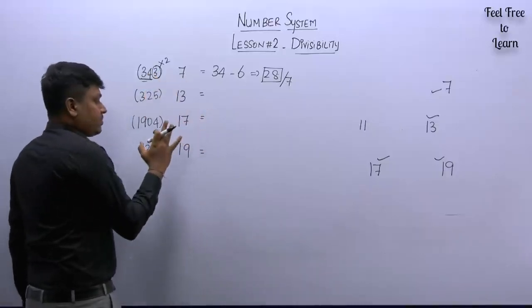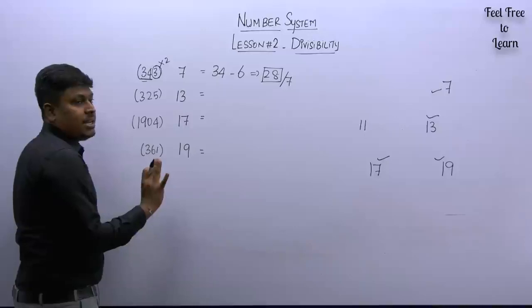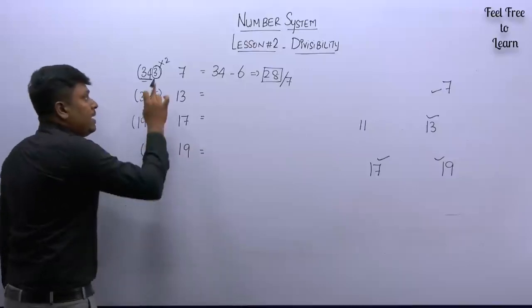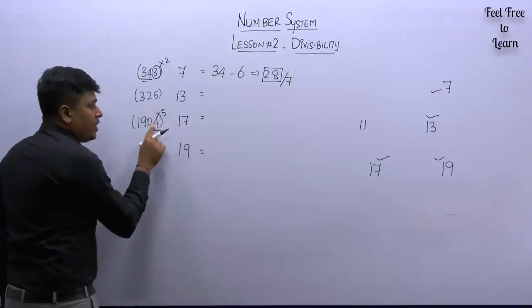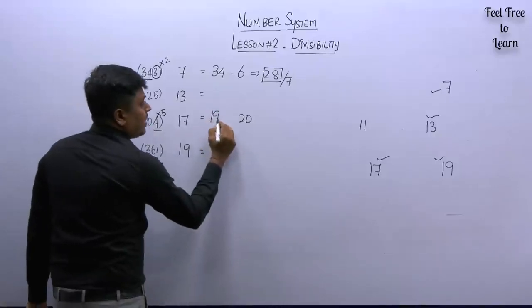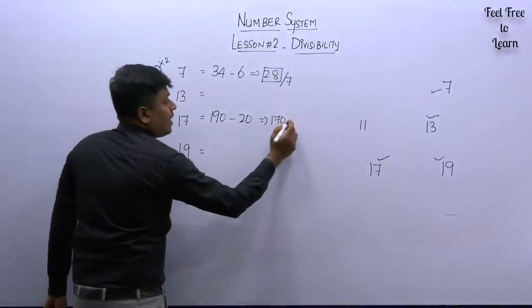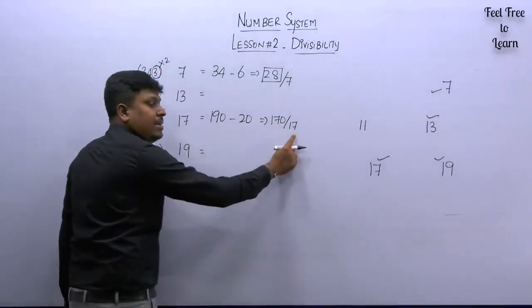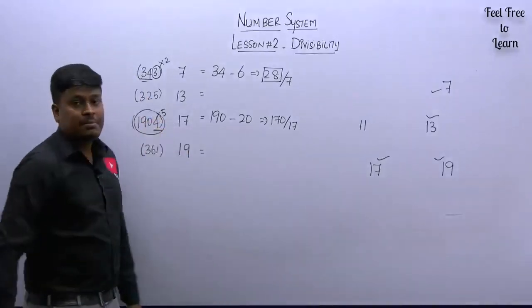Similarly, our next target, let me go with 17. 17 is also the same scenario. Take 1904. What about the last digit? The last digit is 4. Here you multiply by 5, whereas for 7 you multiplied by 2. 5 into 4 is 20. The remaining number is 190. Subtract 20 from 190, and the result will be 170. Now check whether we can divide 170 by 17. Yes, it is divisible. So finally we can say that the complete number 1904 is divisible by 17.